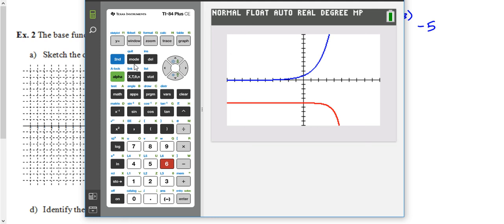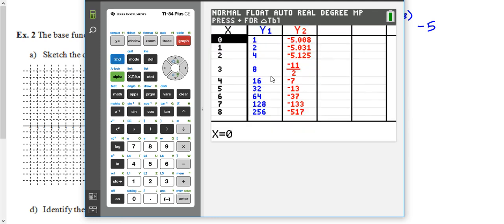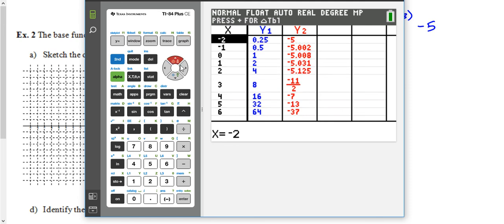So let's pull off some coordinates. You want to go 2nd graph to bring up a table of values, and you want to pull off as many of these coordinates as possible, whatever can fit on your graph. For the first one here, we got negative 2 at a quarter, negative 1 at a half, 0 at 1, 1 at 2, 2 at 4, and 3 at 8.